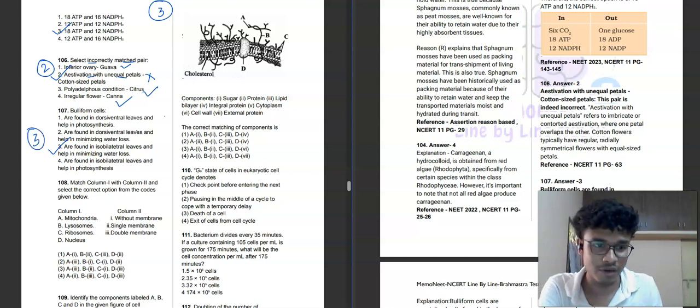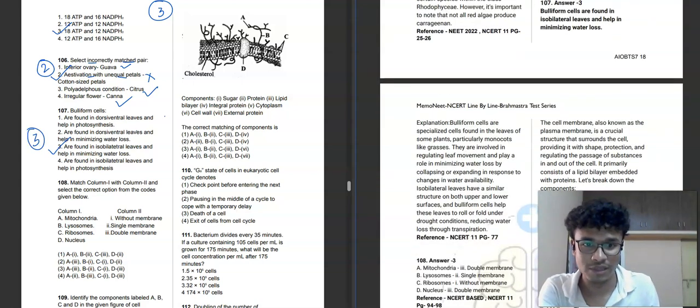If we want to understand what bulliform cells are, they are basically specialized cells present in the leaves of some plants, in isobilateral leaves. They are involved in regulating leaf movement and play a role in minimizing water loss by expanding or collapsing in response to changes in water availability. Moving towards the next question, 108.